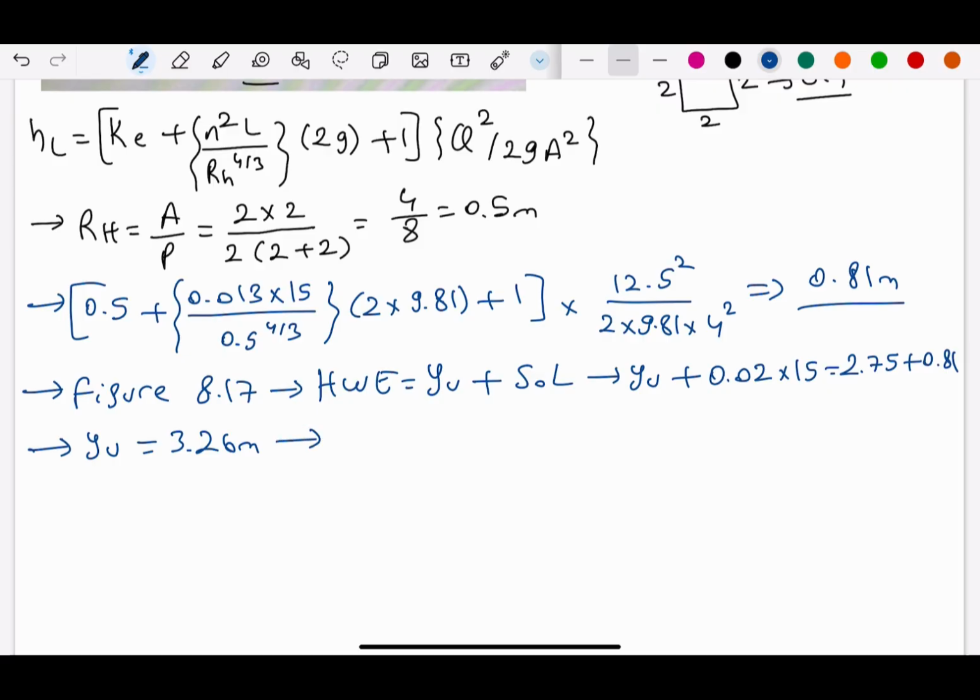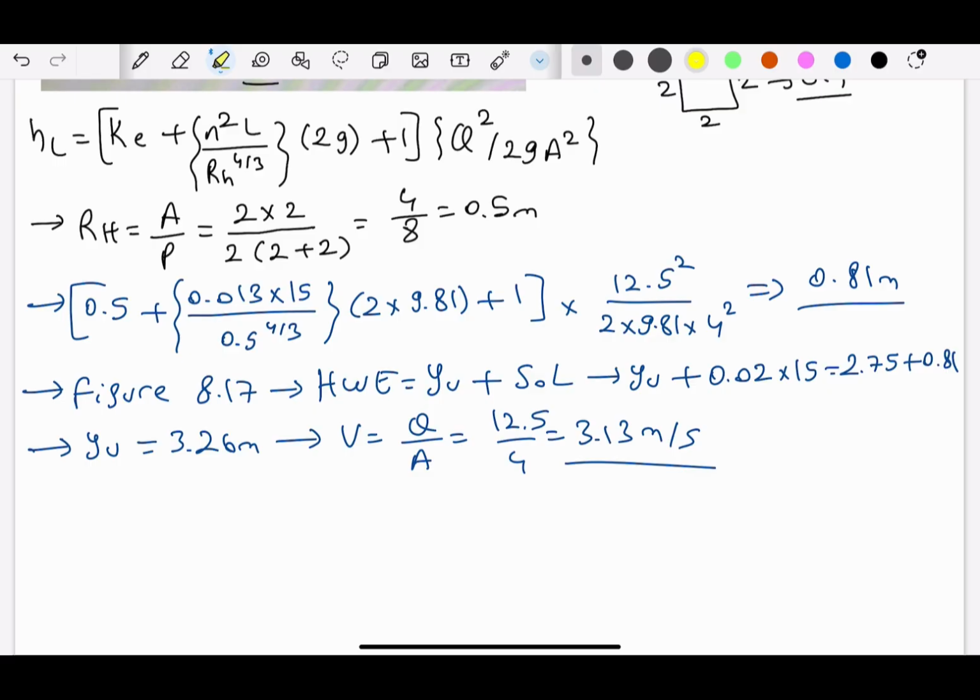So from here, we need to also find velocity, which is Q over area. So we calculated the velocity as requested.